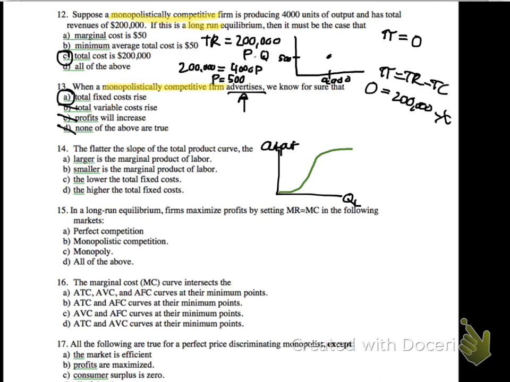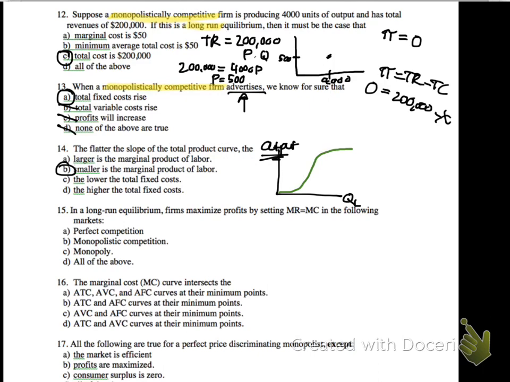So let's think about this. The larger the marginal product of labor, no, let's see, the smaller is the marginal product of labor. So this slope is getting flatter and flatter. That means you have less and less output, so that is true. Your marginal product, your output, gets smaller as the slope gets smaller.